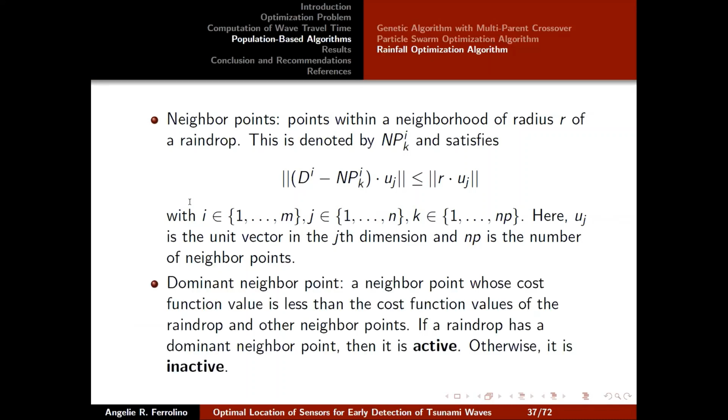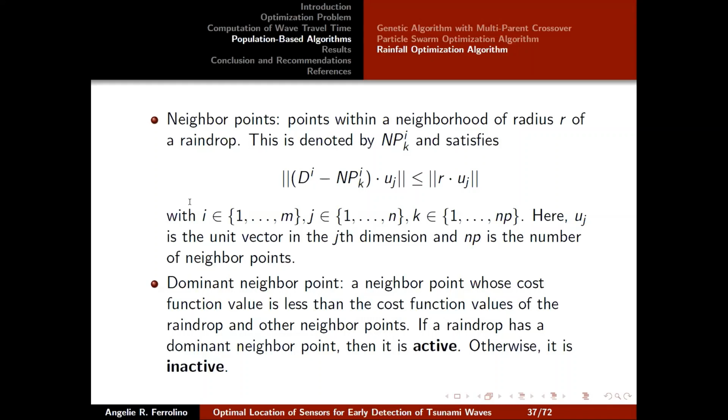Our goal in this algorithm is to determine a dominant neighbor point. A dominant neighbor point is a neighbor point whose cost function value is less than the cost function values of the raindrop and the other neighbor points. If a raindrop has a dominant neighbor point, then it is active. Otherwise, it is inactive. If a raindrop has no dominant neighbor point, then it means that it has either converged to the global solution or it is stuck in a local solution due to insufficient number of neighbor points.